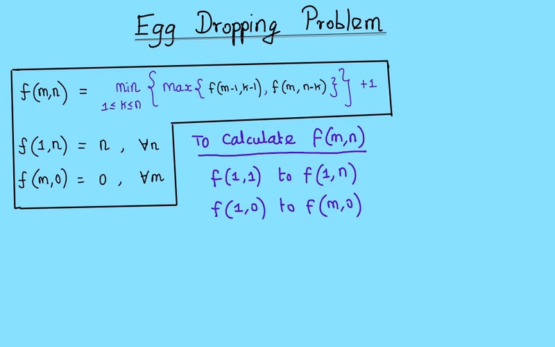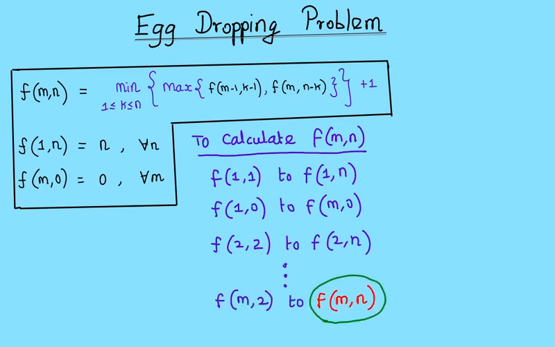Then using the recurrence relation, we can find the values from f of 2 comma 2 to f of 2 comma n. We save these values in the array as well. We save all the intermediate values so as to use them in the recurrence relation to calculate further values. We continue these calculations till we get the needed value f of m comma n. This technique is called the bottom up method. This technique is called dynamic programming.